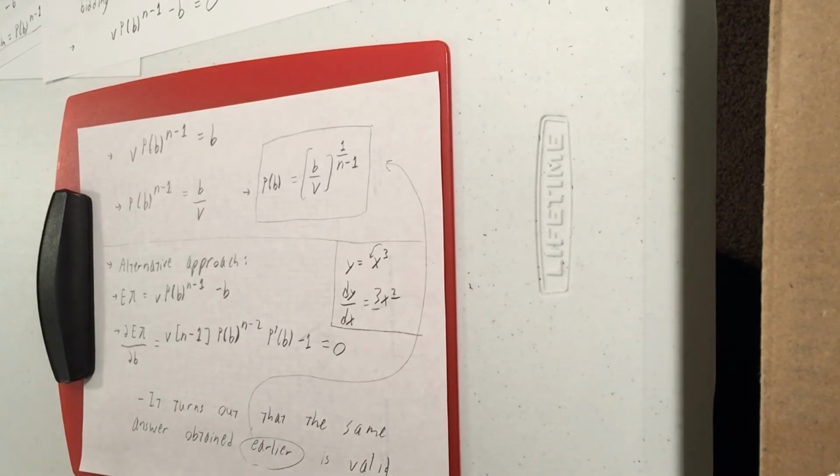So that's how you solve all pay auctions when everybody has the same value.